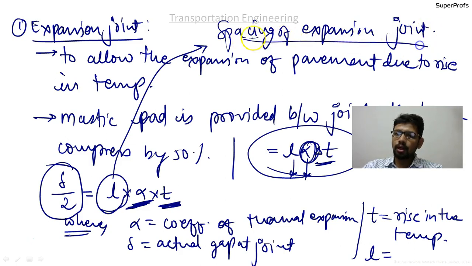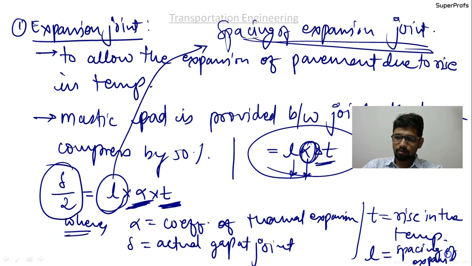So using this formula, what we will get to know is what should be the spacing of the expansion joint at that particular place. So L is the spacing of the expansion joint. The generalized formula we have now used over here, and we are using it for design to find out what is the spacing of the expansion joint.